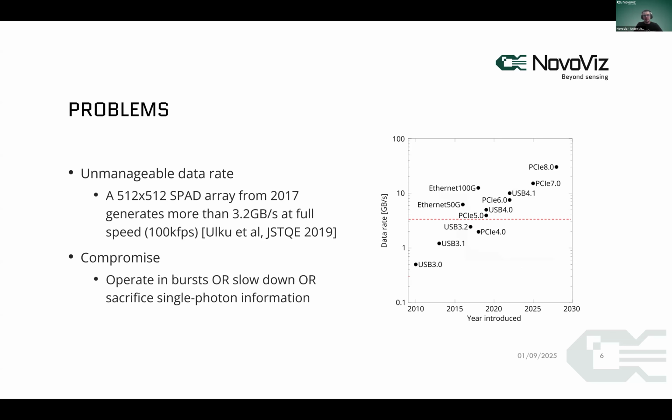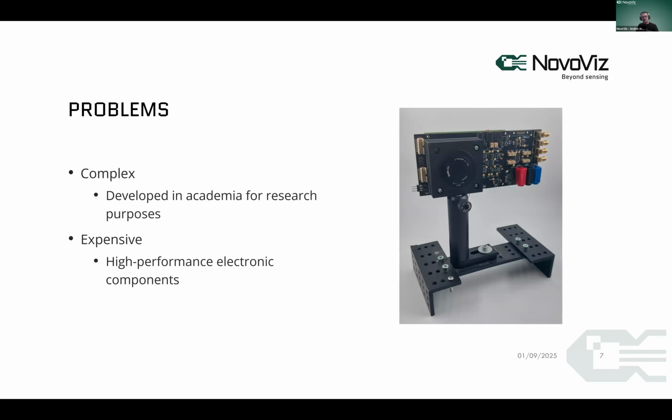Apart from this, they're relatively complex. They were developed in academia. They're now scientific cameras, so they're not designed for scalability or ease of integration into industrial products, and they have a higher cost compared to other alternatives because of these high performance electronic components that need to be integrated into them to support that very high data rate.